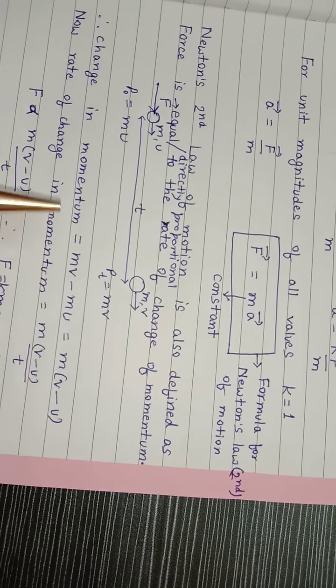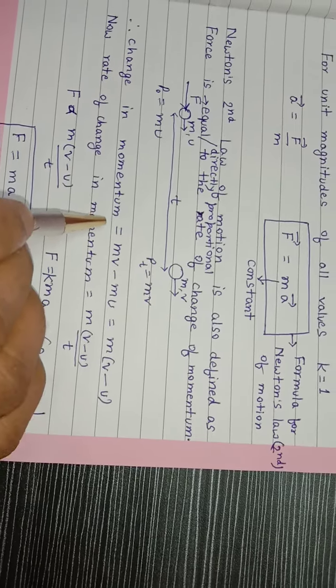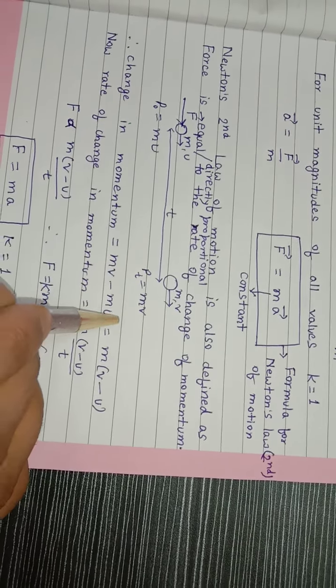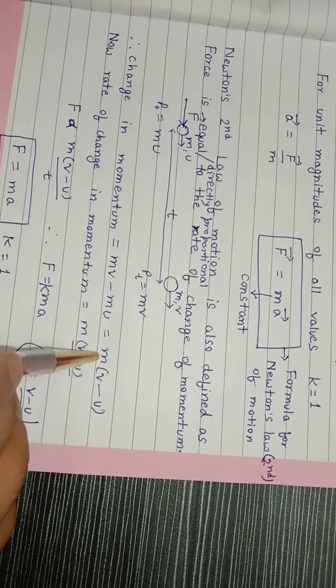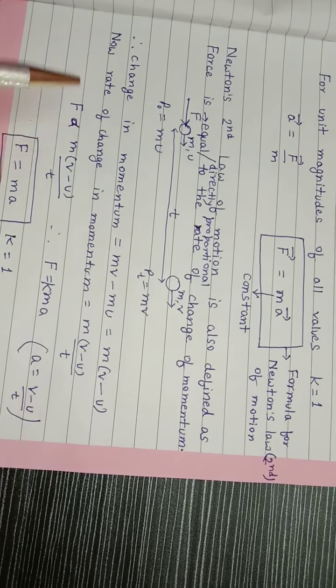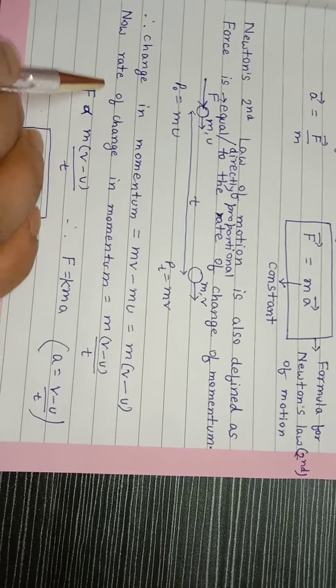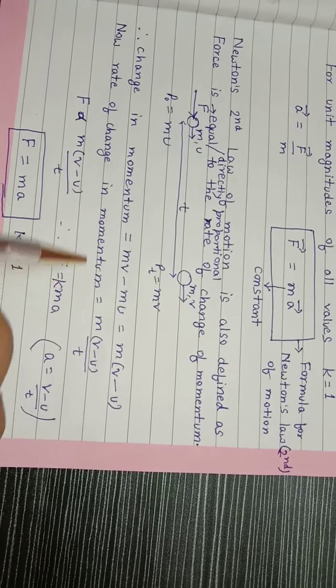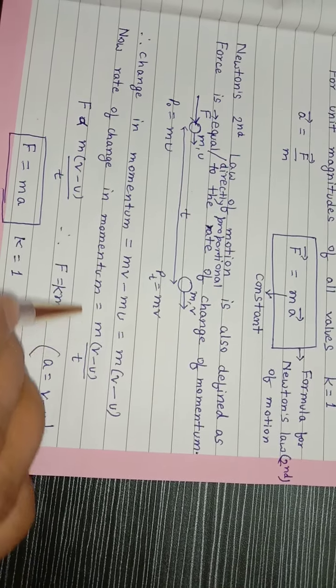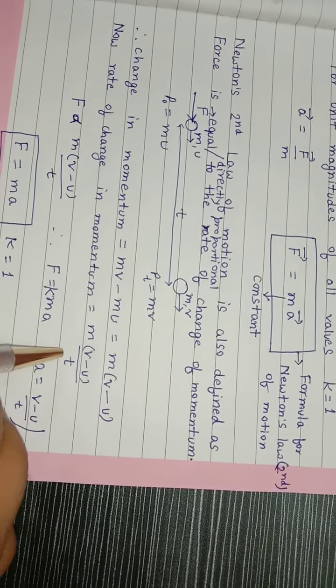Now the change in momentum will be final momentum minus initial momentum, that is mv minus mu. Now m will be common, m into (v minus u). What we have to find out is the rate of change in momentum. What is rate of change of momentum? That is change of momentum per unit time. That means m into (v minus u) by t.